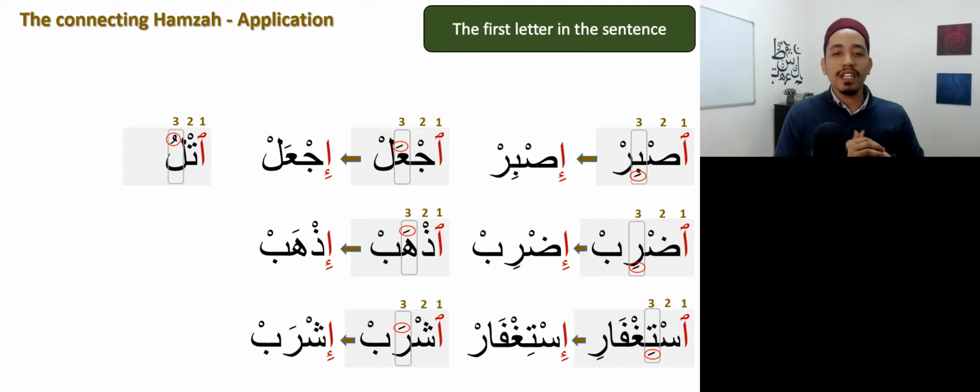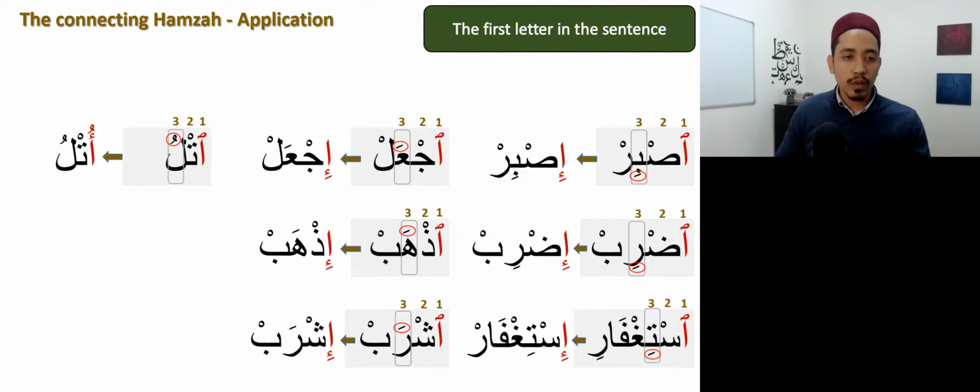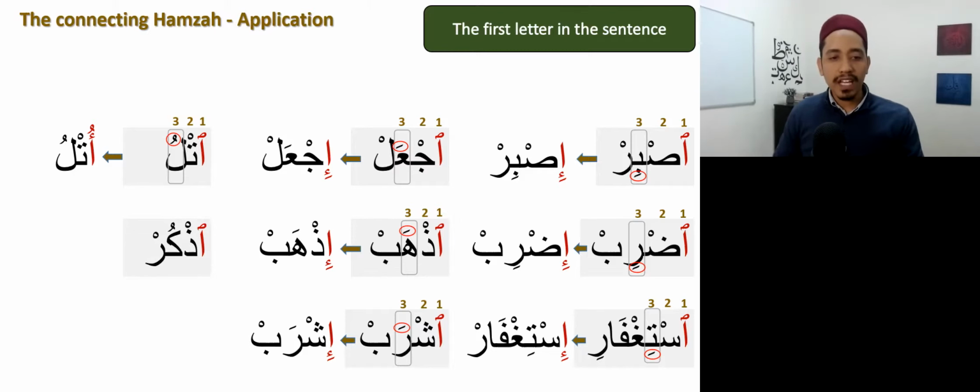The connecting Hamza will be read with a Dhamma, as we learn from the rule that if the third letter has a Dhamma, the connecting Hamza will be read with a Dhamma. Utlu. Utlu. Here we go again. Who can tell me the conclusion?